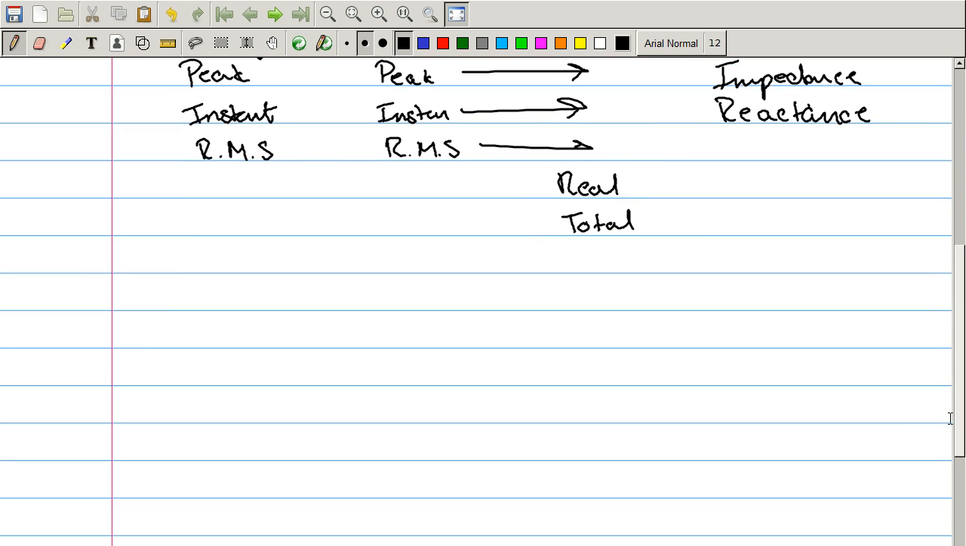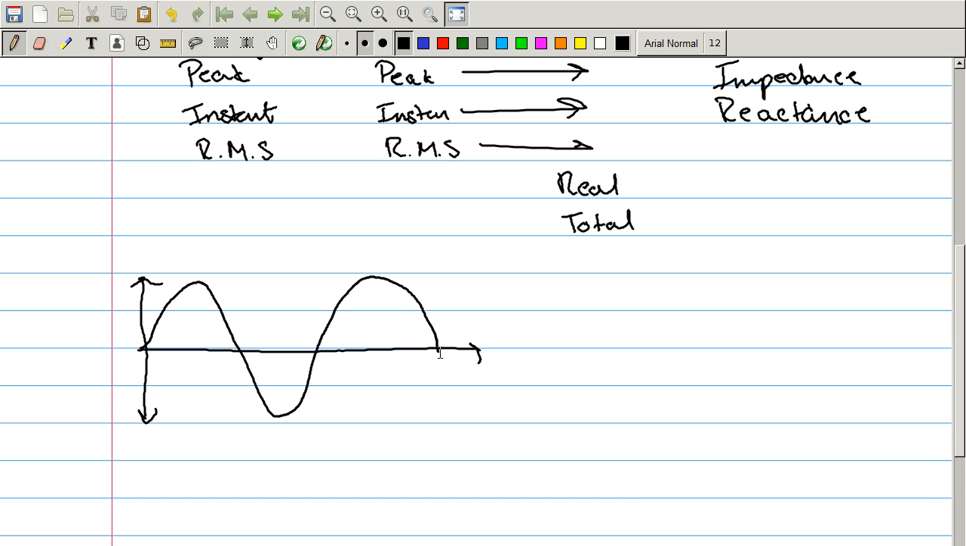Okay, so let's start with voltage. I'm going to draw a sine wave, or at least attempt to. And that looks pretty good. Okay, so peak voltage is that right here. Generally, an AC wave is going to go from peak to negative peak. You have the instantaneous voltage, that's time, which is any point along this curve. And then you have RMS, which is right here.